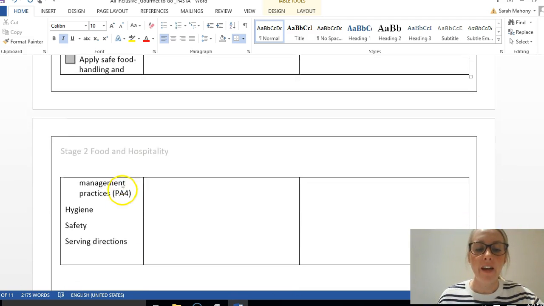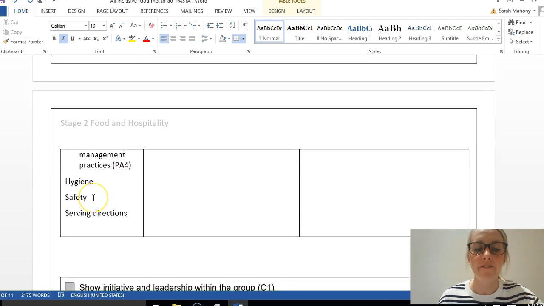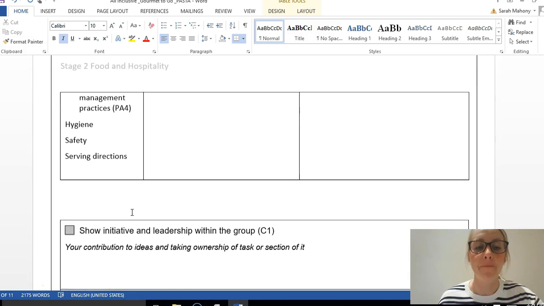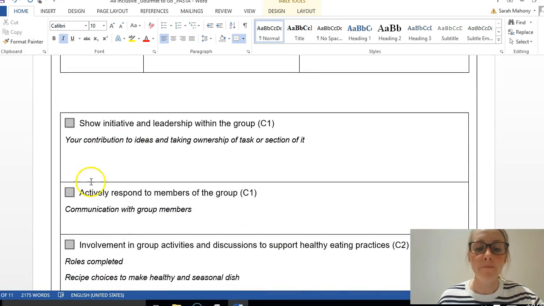Safe food handling, as always: hygiene, safety, and also importantly, talking about the serving directions that you put onto your label, because that's really important for the food safety component. If you indicated a particular temperature or how to store and serve your food, it's important to comment on that here. When you come down to the group bit, this is what I would like you to write individually.